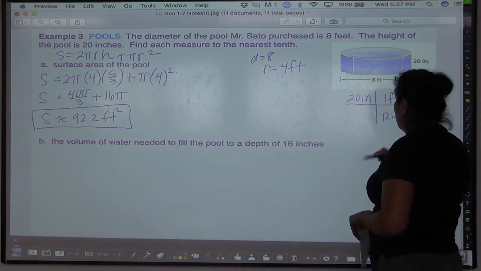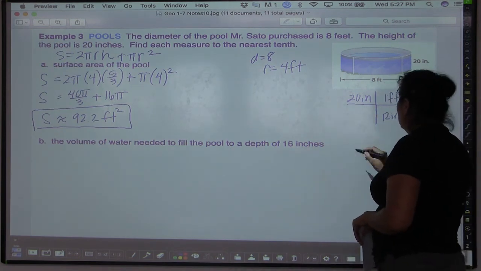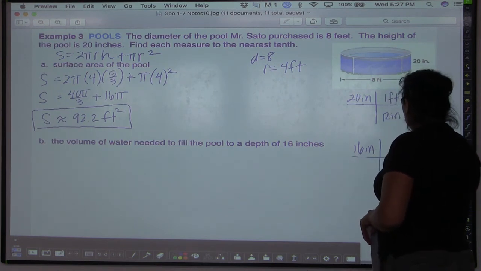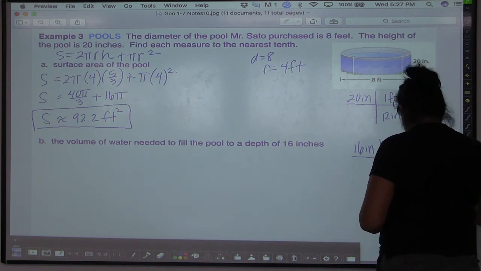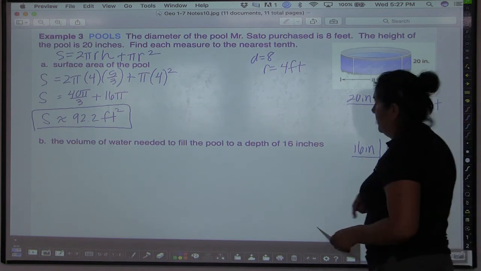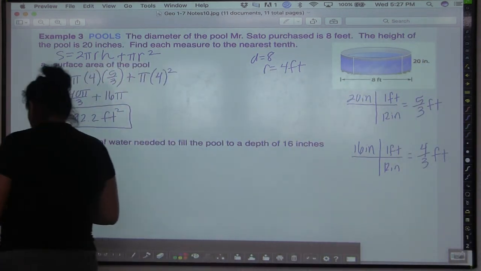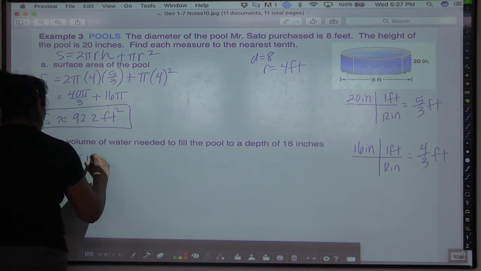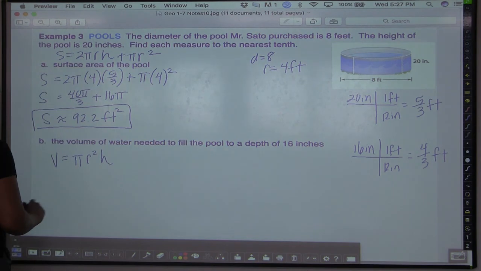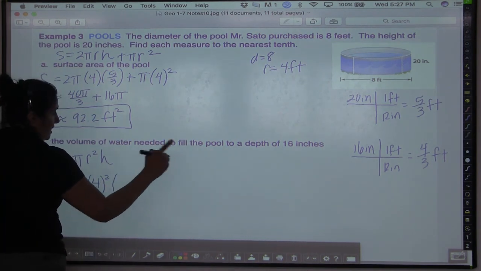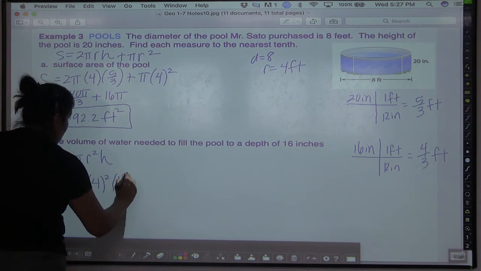So again, we need to convert those 16 inches to feet. So we're going to go 16 inches. And we know that, again, there are 12 inches in 1 foot. So that actually boils down to be 4/3 feet, not 5/3 like the previous in part A. So the formula for volume is volume equals pi r squared h. So we're just going to plug away. R is still 4, but h is now 4/3, not 5/3, and not 16 inches.